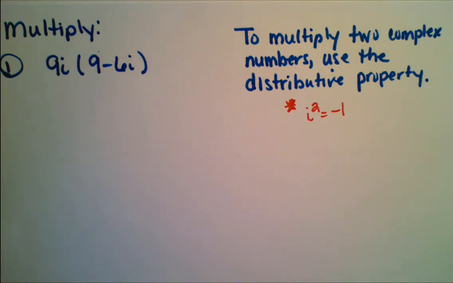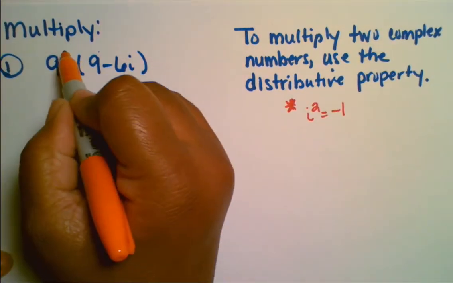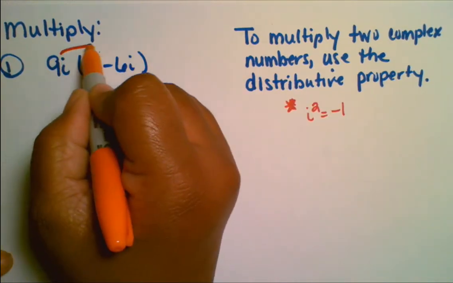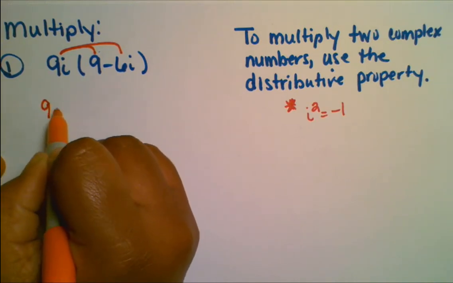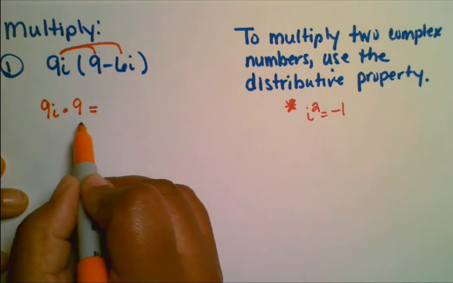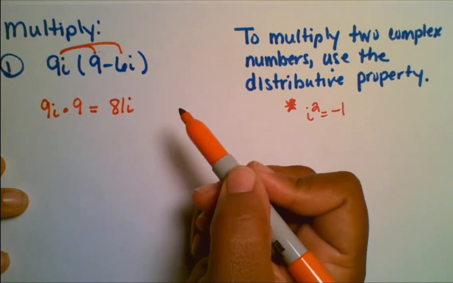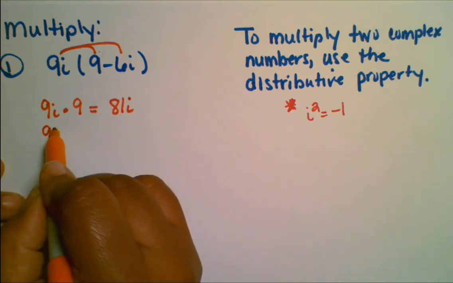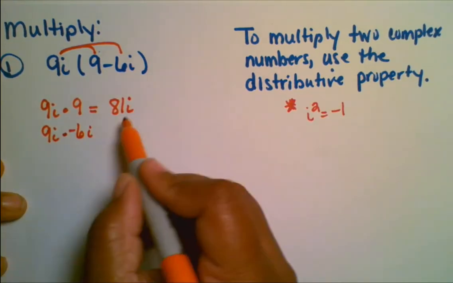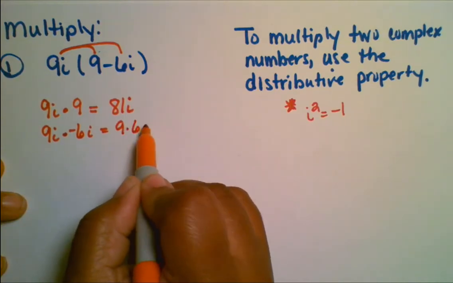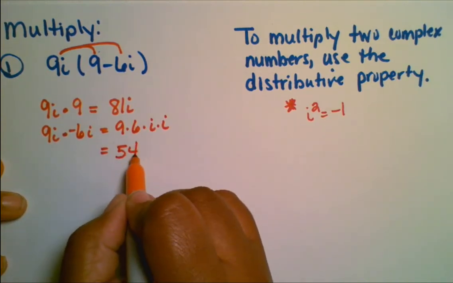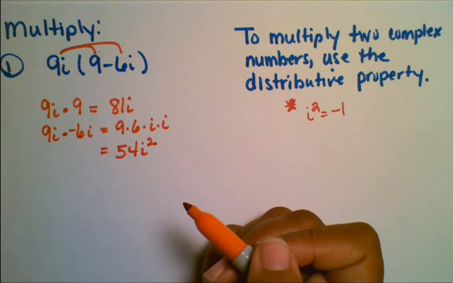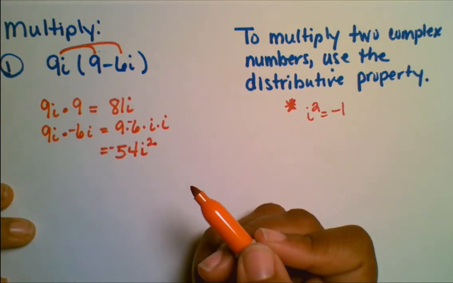We have 9i times 9 minus 6i. So we're going to use the distributive property, where we distribute the 9i to the 9 as well as to the minus 6i. So let's go ahead and do that. 9i times 9, multiply that together, we have 81i. And then 9i times -6i, multiply 9 and 6, multiply your i and i, we're going to have 54 i squared. And actually that's -6, so -54 i squared.